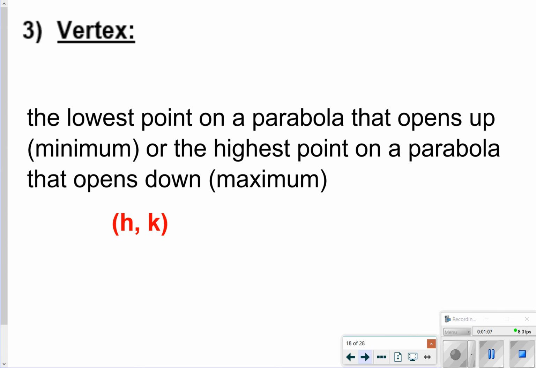Number 3 is a vertex. This is the lowest point on a parabola that would open up, which would be the minimum, or it could be the highest point on a parabola, and that opens down, which is the maximum. Remember, to find the vertex, you would just do whatever h is, comma, k. Let's go ahead and pause here so you can write down number 3, and once you're done, click play to see number 4.